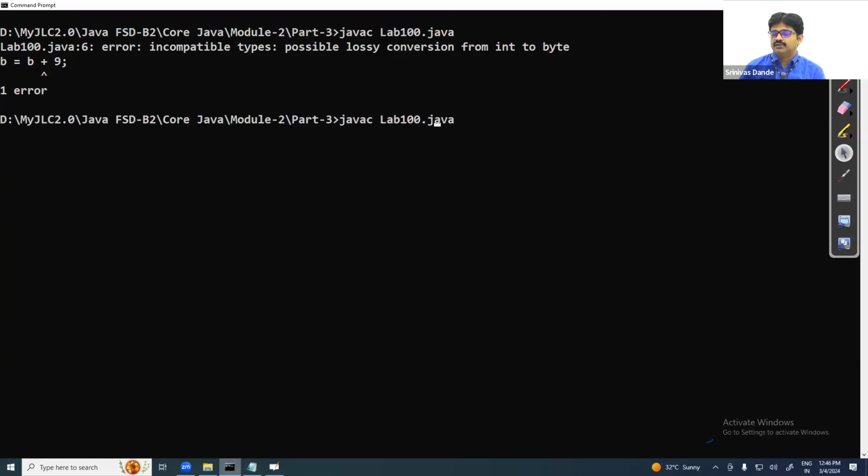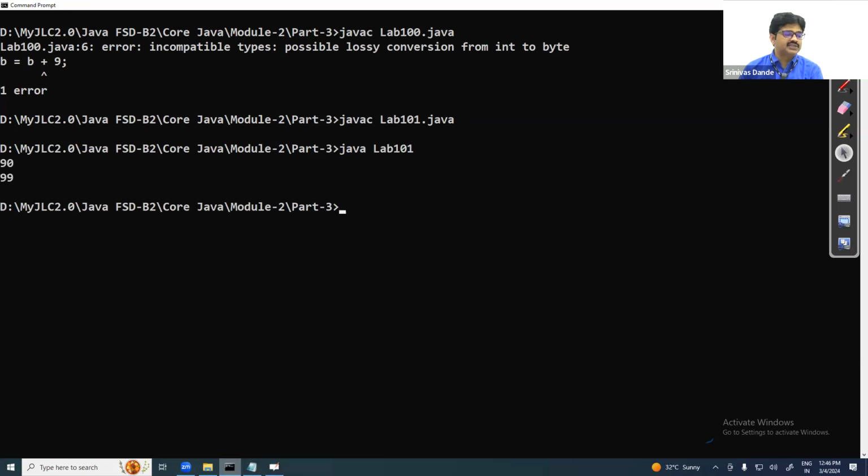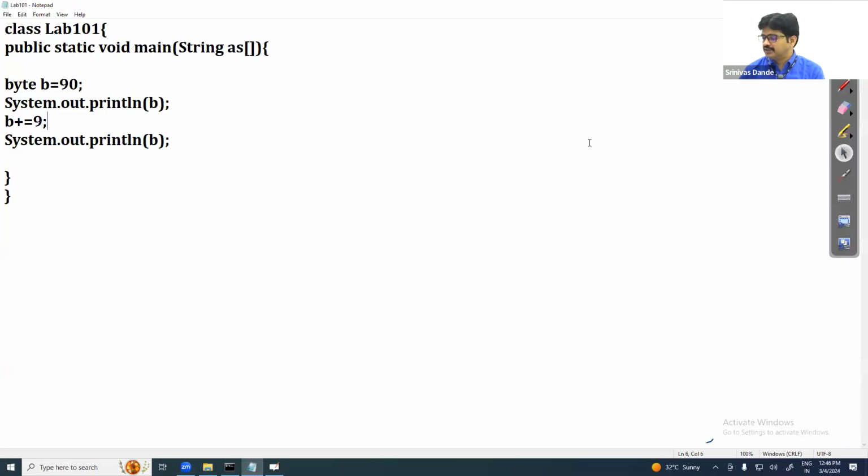But that is the point you have to learn. That's what the lab is designed for, guys. This compiled successfully, ran successfully, giving output as 9099. So tell me, something is going on here.